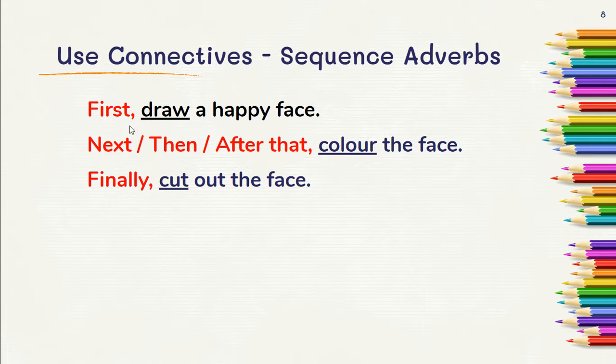You may choose to put a comma after the adverb, or you can just have no comma. You can say first, draw a happy face. But Miss Wendy quite like to put a comma here. It's like taking a breath. First, draw a happy face, like that. Now, after the sequence adverb, you want to add your bossy verb and then the rest of your sentence.